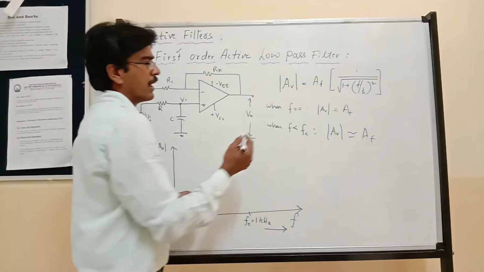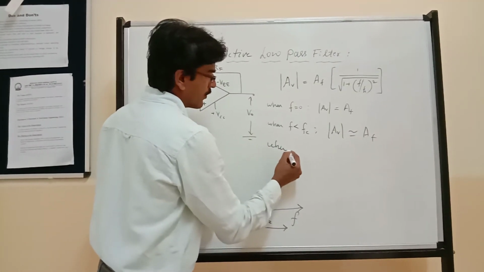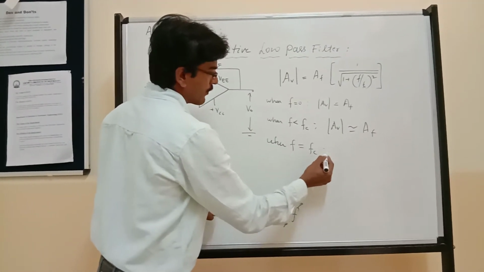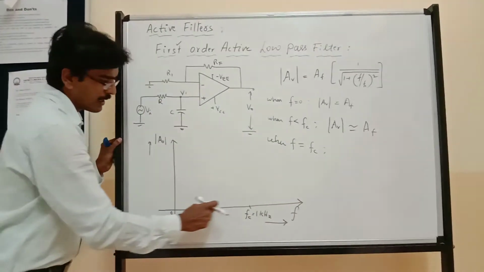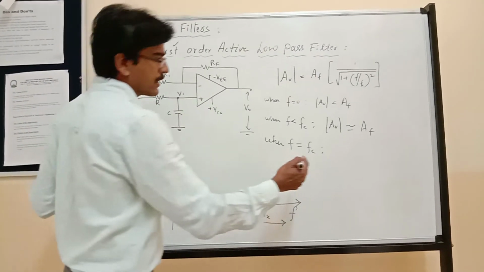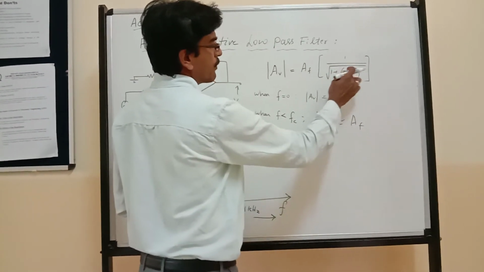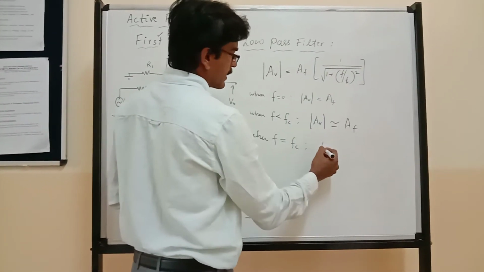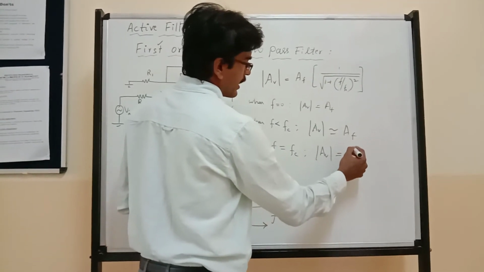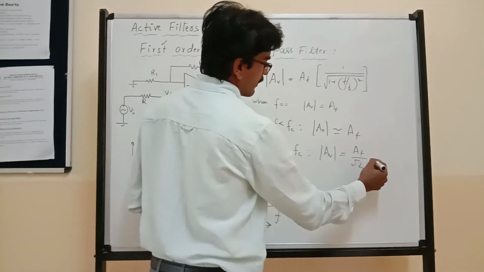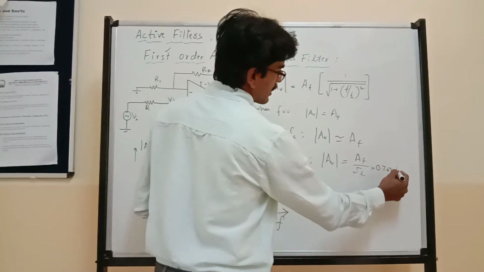Now, when the frequency of the input signal reaches FC, what happens? When F is equal to FC, this becomes 1. 1 plus 1 is 2. So 1 by root 2. That is, gain is equal to AF by root 2. That is equal to 0.707 AF.